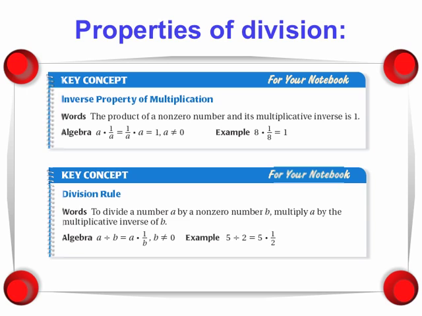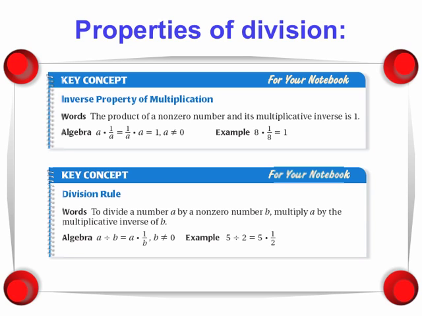That said that if we multiply a number by its multiplicative inverse, also called its reciprocal or its upside down, that the answer we get is 1. So a times 1 over a was 1. 8 times 1 over 8 was 1.